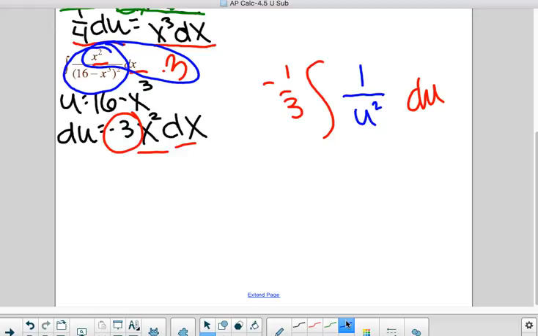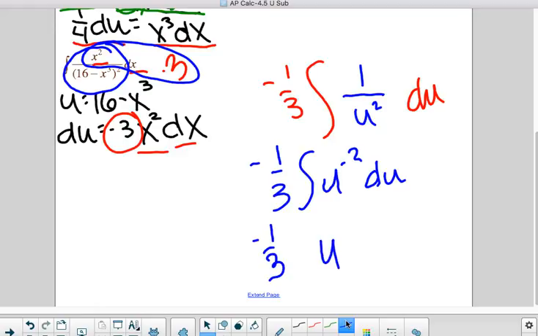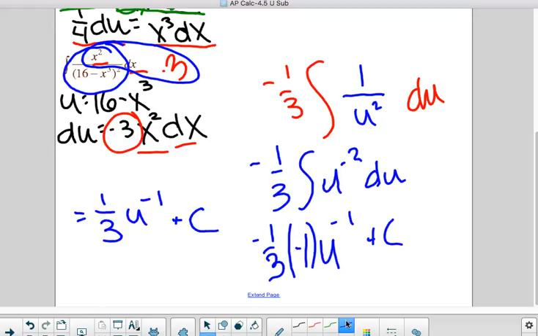All right, next. Do we have anything that we can integrate with that? Or do we need to rewrite that u? How do we rewrite it? U to the -2. Pretty much all integral rules deal with the power rule or a trig function. So try to rewrite it as a single power. So it's -1/3 u to the -2. So then what's in front? -1 plus c. So -1/3 u to the -1. Our u is 16 minus x cubed. Since it's a negative exponent, where does it go? Bottom.